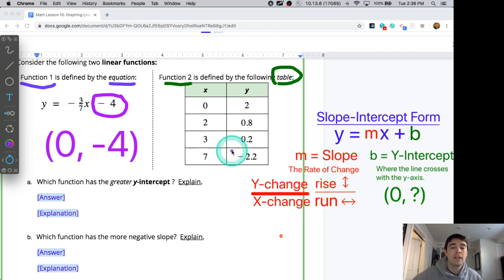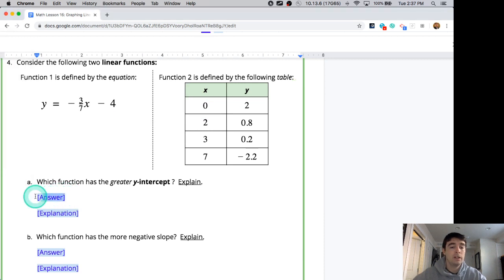And when I take a look over at the table, I see the table has listed a y-intercept for me. The y-intercept, recall, is the value for y when x is 0. And over on that table, I see 0 and 2 is the very first row in that table. So this tells me the y-intercept for function number 2 is positive 2. The y-intercept for function 1 is negative 4. And so my answer here is going to be function 2 has the greater y-intercept. And the reasoning, positive 2 is greater than negative 4.